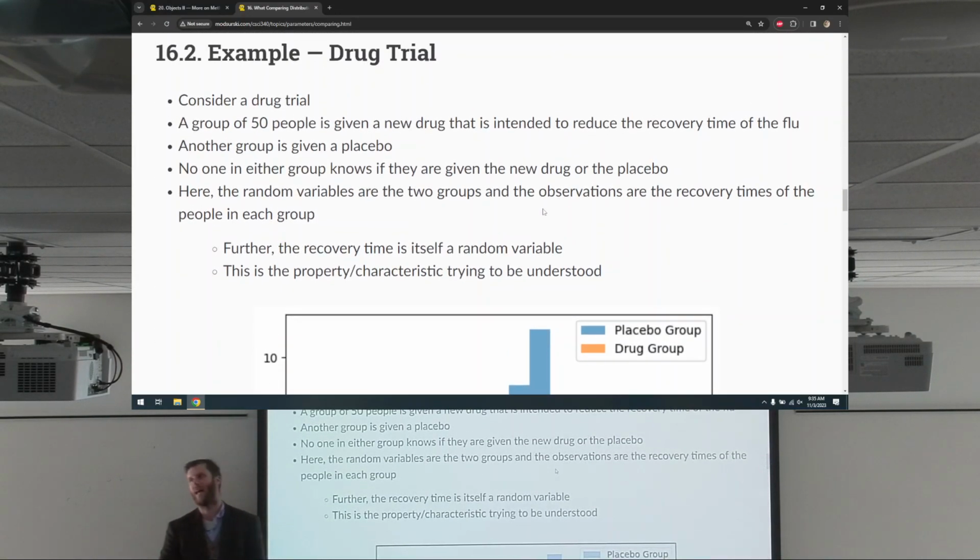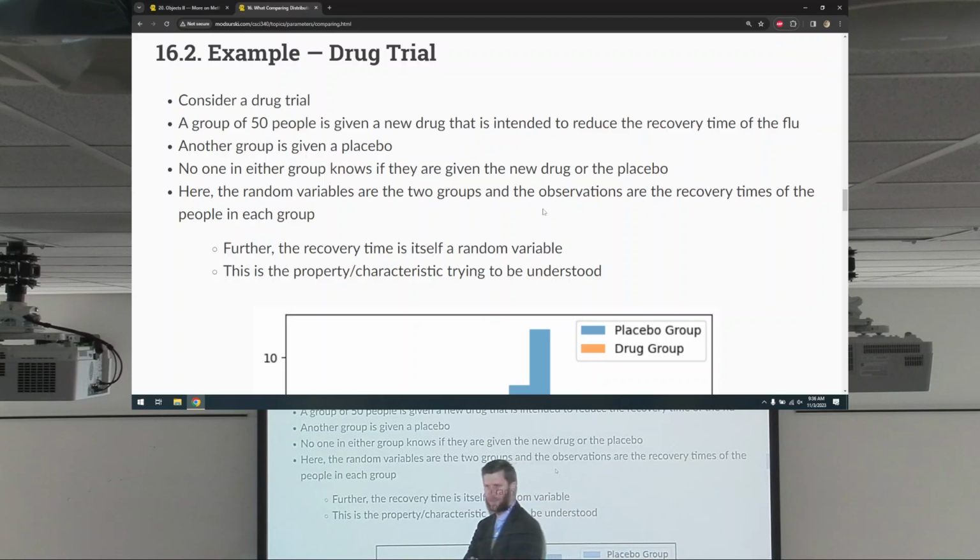Now, let's talk through an example here. This is an arbitrary example, but I'm using it because this is the classic example that everyone uses. Consider a drug trial. I'm a big pharmaceutical company, and I'm inventing a new drug. A group of 50 people are given a new drug that is intended to reduce the recovery time of the flu. Another group is given a placebo.